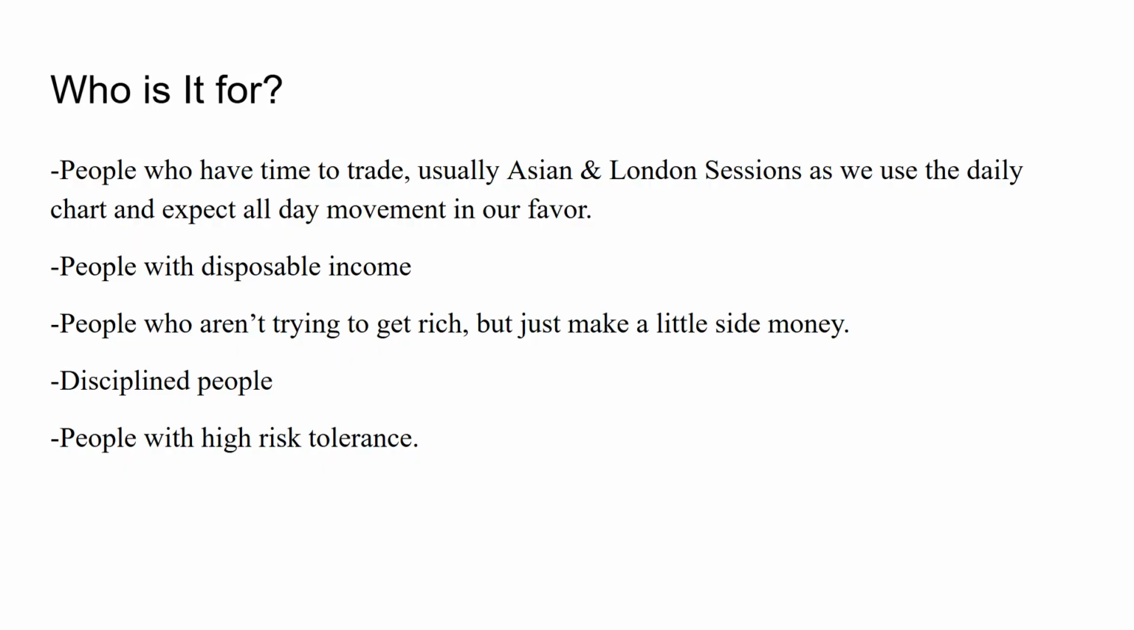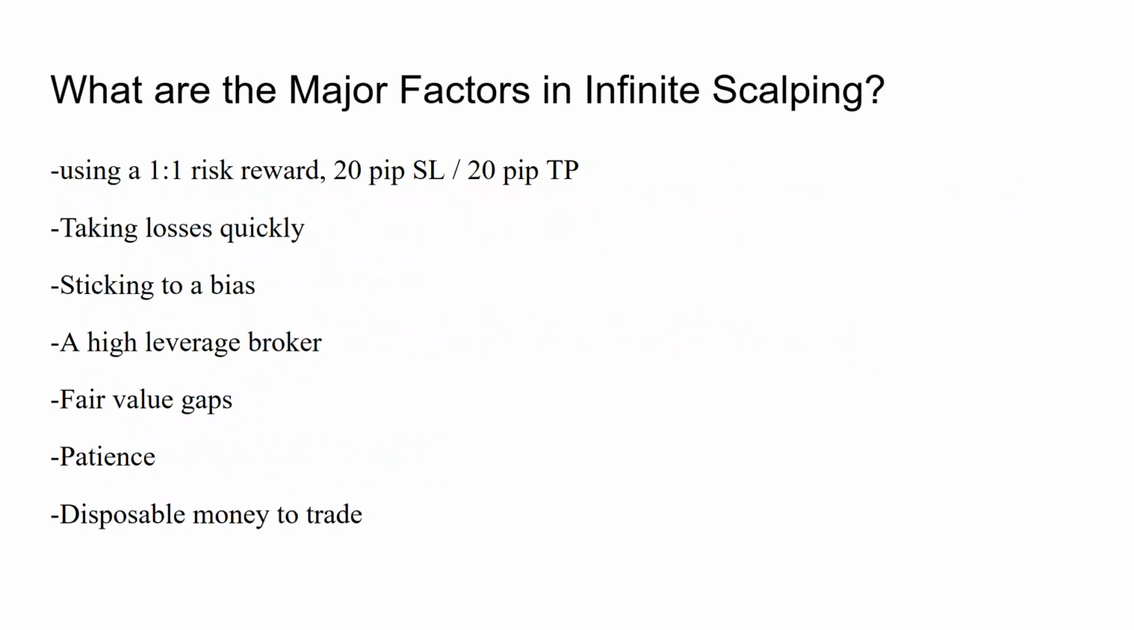Now, who is this method for? It is for people who primarily have time to trade, usually Asia or London sessions, because we use the daily chart and we expect all day movement in our favor with candle 3 or 4. It's also for people with disposable income. So they're not necessarily trying to trade full time, but just some side hustle money. People who aren't trying to get rich, they're just trying to make a little side money. Disciplined people as well, and people with high risk tolerance.